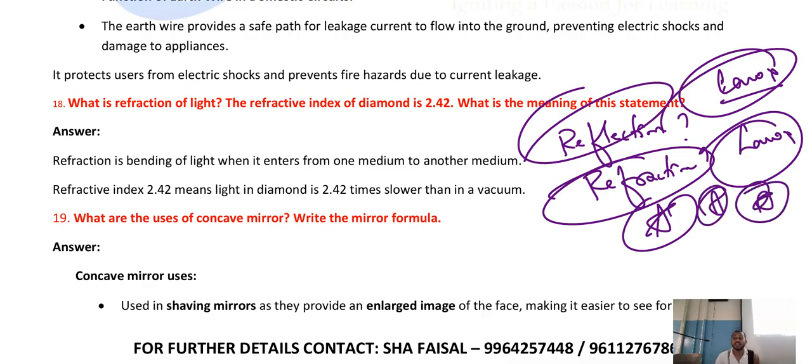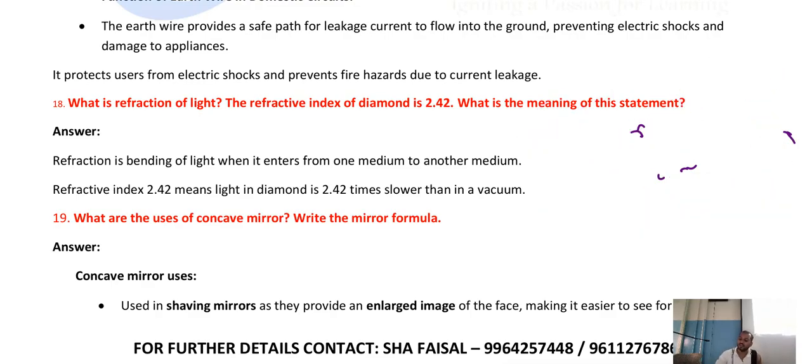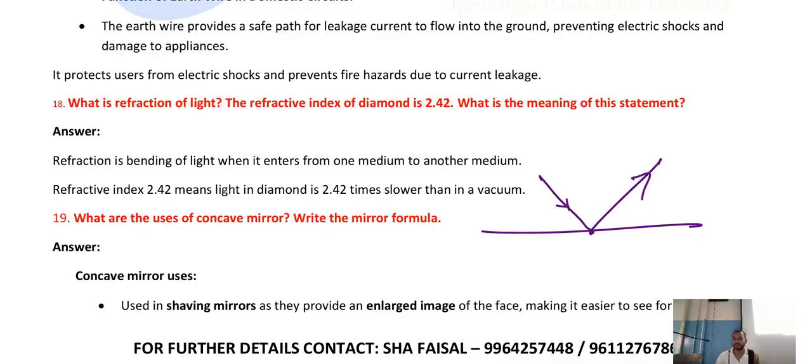Reflection. Is this clear? Very good. If you hit a light on one point, it bounces back. Reflection. If you pass a ray of light, if it hits a surface at the point of incidence, we create a normal. It doesn't bounce back and it doesn't go straight. It bends either towards or away from the normal.